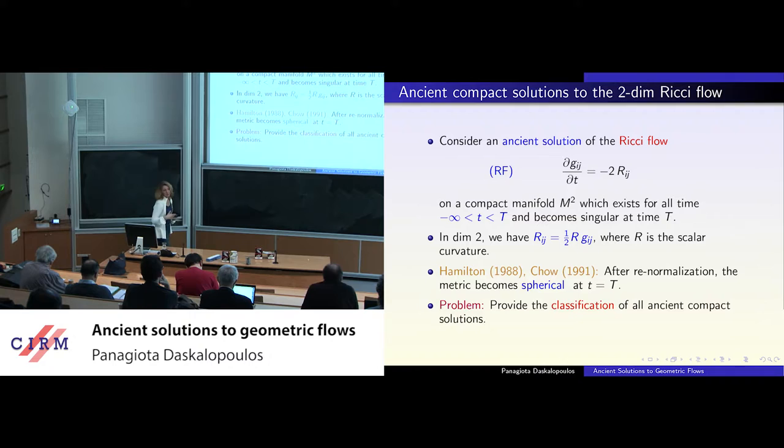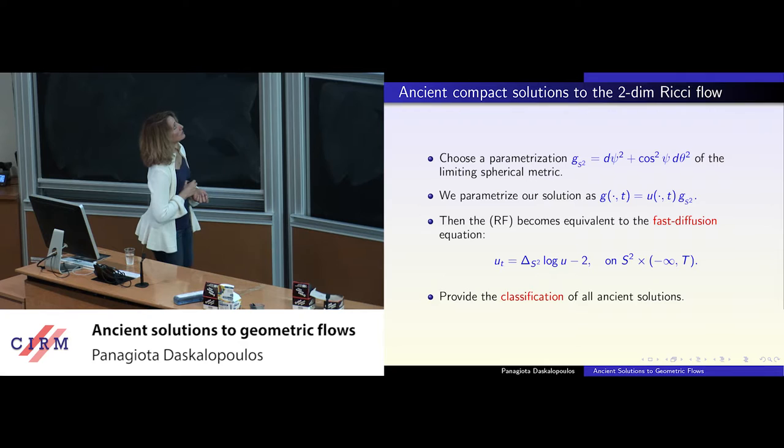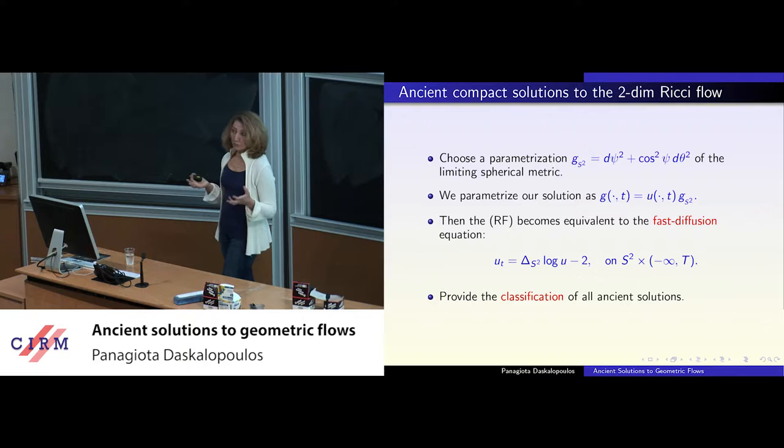Of course, the 2D Ricci flow is well understood in terms of existence, uniqueness, and asymptotic behavior. A compact solution will shrink to a point, and as it shrinks, it looks more and more like a sphere. This is an old work by Hamilton and Ben Chow. So what we would like now is to classify these ancient compact solutions of the 2D Ricci flow.